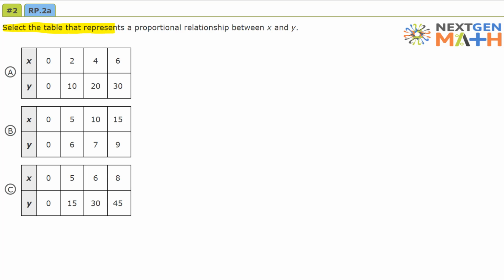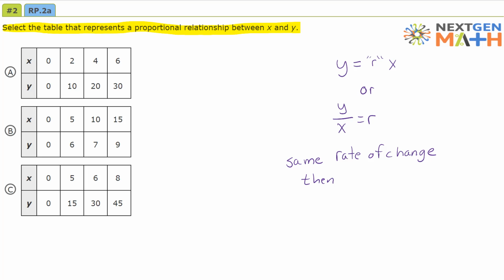Select the table that represents a proportional relationship between x and y. For a proportional relationship, y is equal to r, which is the rate of change, multiplied by x. Or we could also write this as y over x equals r. And so as long as each of these ordered pairs have the same rate of change, then a proportional relationship exists.